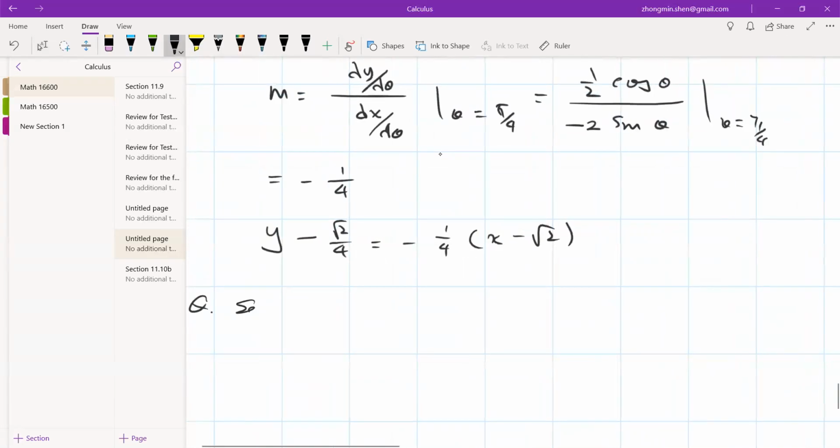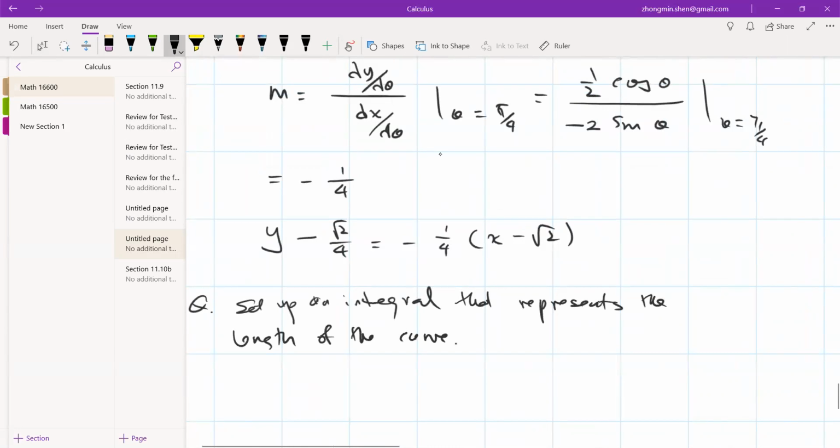All right, the next problem is to set up an integral. I hope we still remember the integral formula for the length of a curve and for the surface area of the surface generated by rotating a curve around some axis. Okay, so an integral that represents the length of the curve.